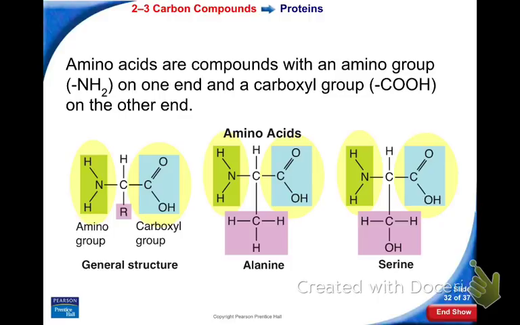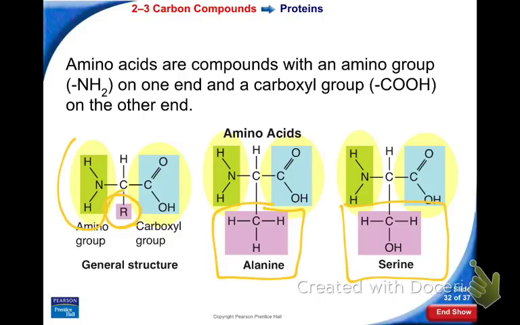Here is just a drawing of the general structure of what an amino acid looks like. And this is in your textbook, and you're going to be using this for the bead lab that you're going to do tomorrow. Different amino acids have different R groups. So there is no element on the periodic table called R. R just represents this structure here that can vary.